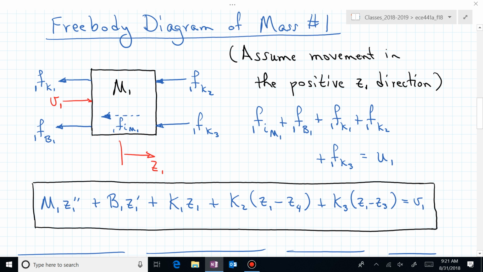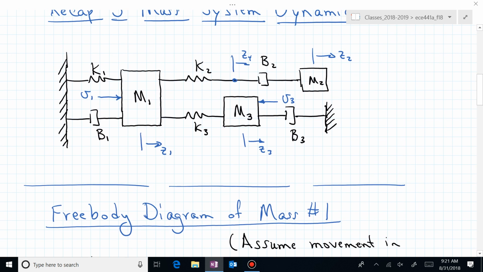Why is it directed to the left? It's on the other side of the mass. Why is it in the same direction as k sub 1? If you now move that mass in the positive direction labeled Z1, what's K3 doing? It's going to want to oppose that movement, so it's trying to push left. So now you've labeled that spring force on K sub 3 to the left as positive.